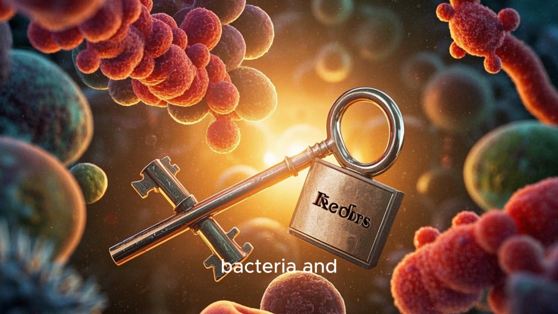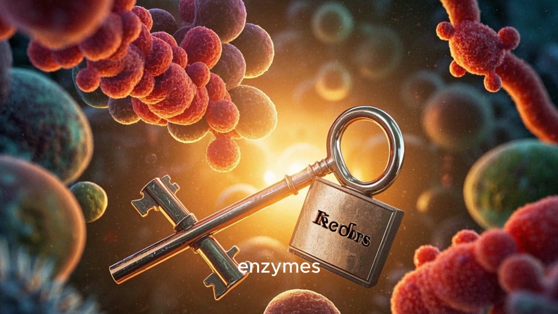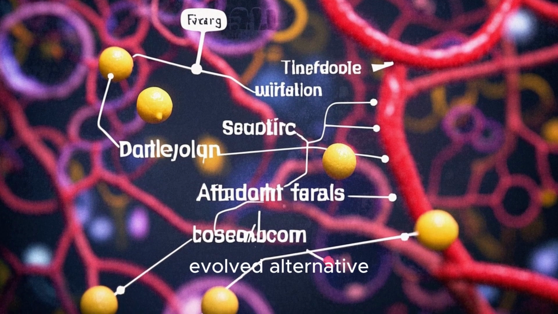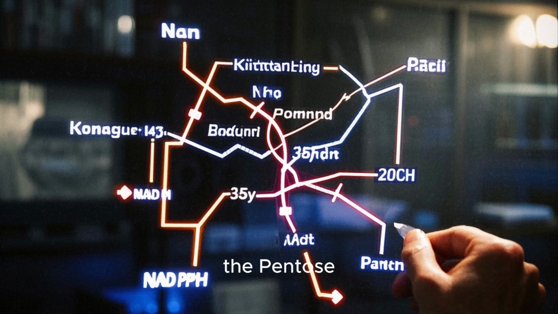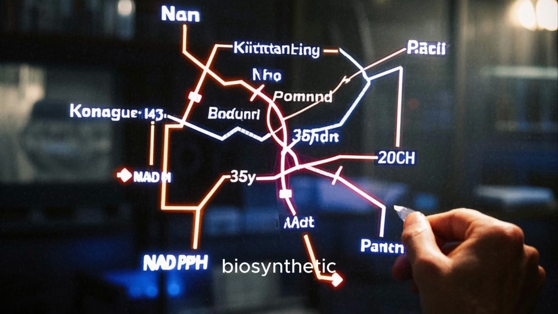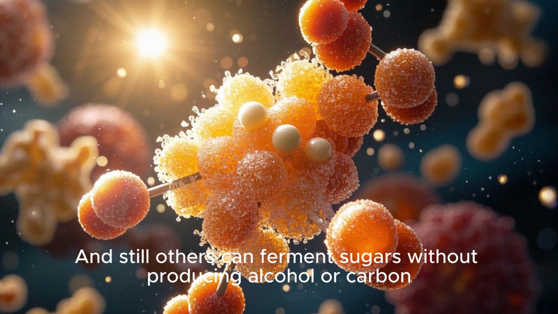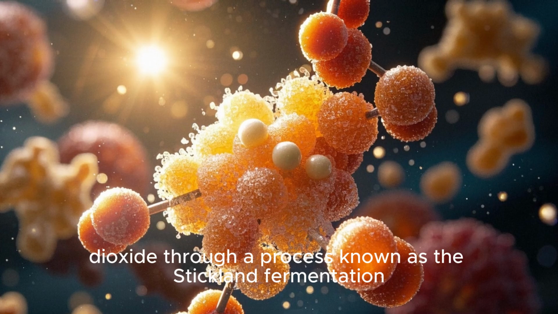In fact, many bacteria and archaea cannot carry out the full cycle due to the absence of some key enzymes. However, these organisms have evolved alternative pathways to generate energy from glucose and other carbon sources. For example, some bacteria such as Escherichia coli can carry out the Entner-Doudoroff pathway, which is an alternative to glycolysis. Others can utilize the pentose phosphate pathway to generate NADPH, which is used in biosynthetic reactions. And still others can ferment sugars without producing alcohol or carbon dioxide through a process known as the Stickland fermentation.